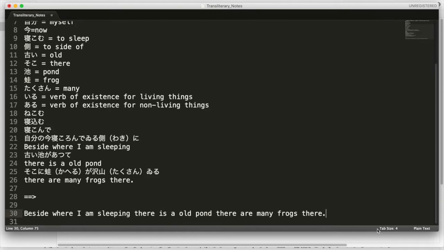Beside where I am sleeping, there is an old pond. There are many frogs there. Okay? So clearly, and even before I read this out loud, I kind of knew that there was something weird going on here, right?